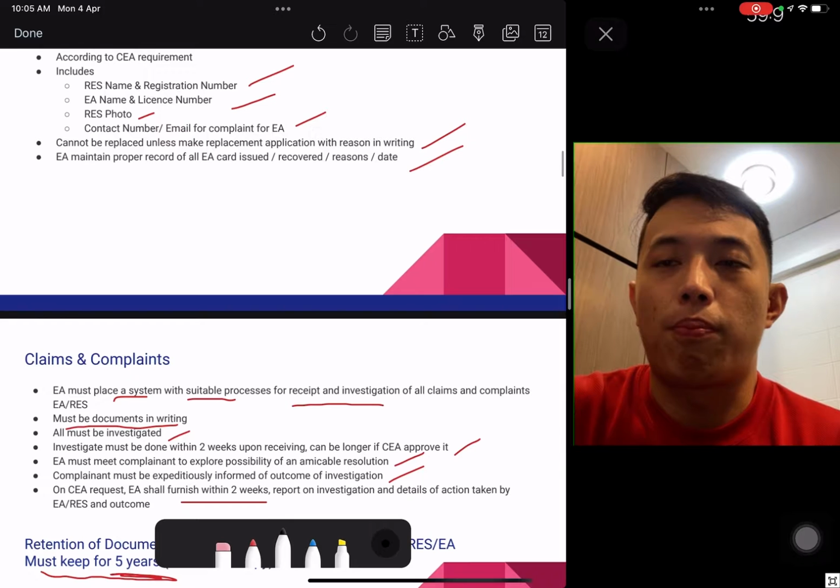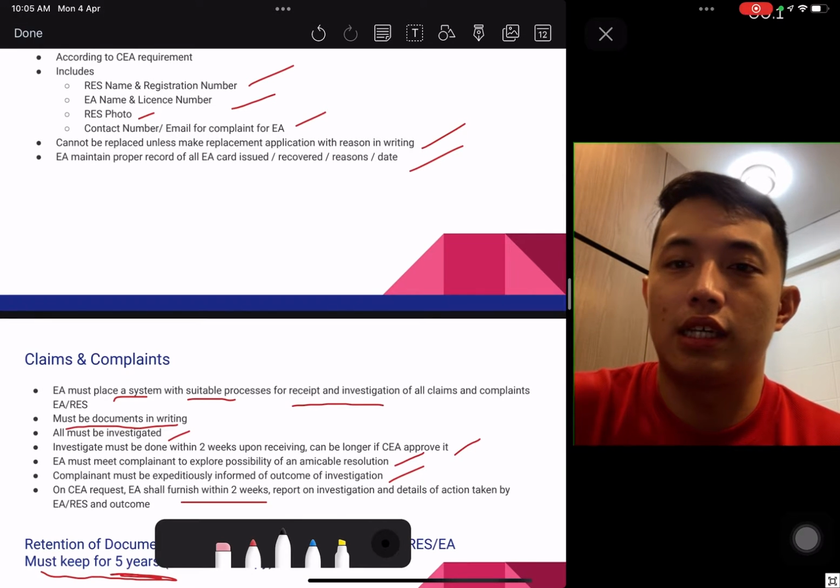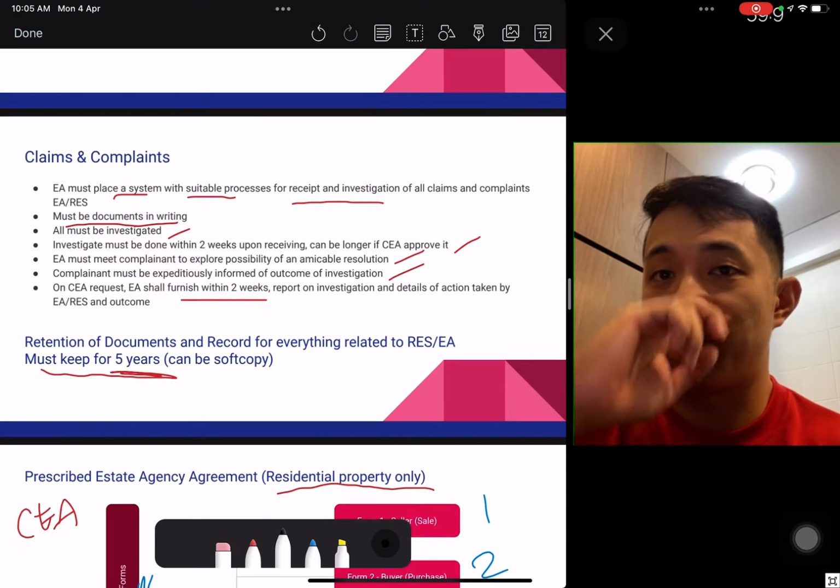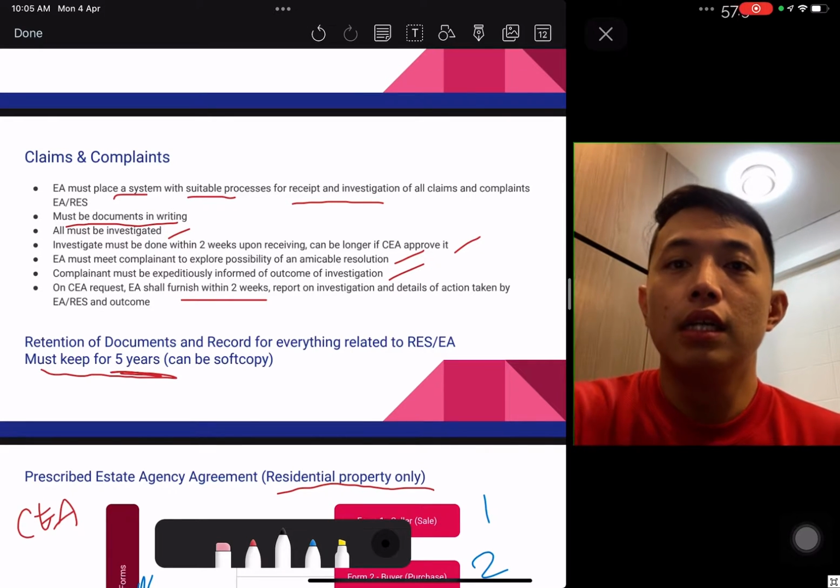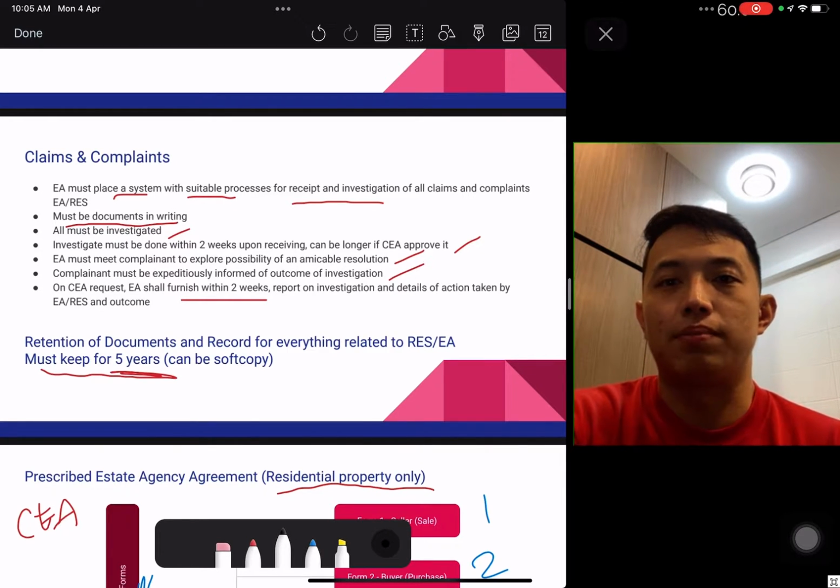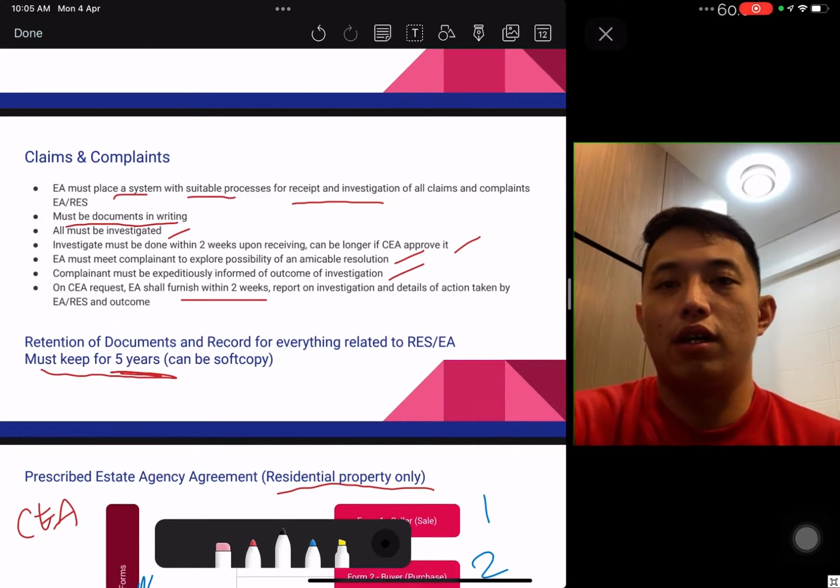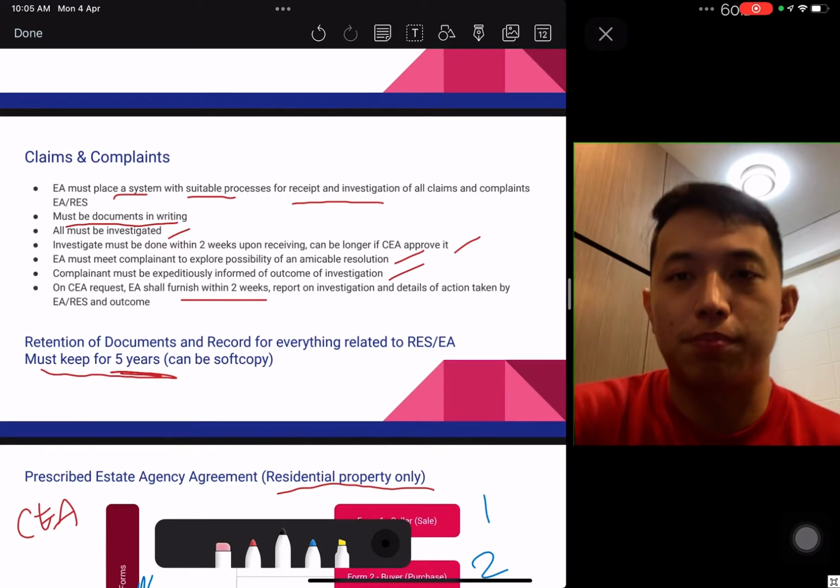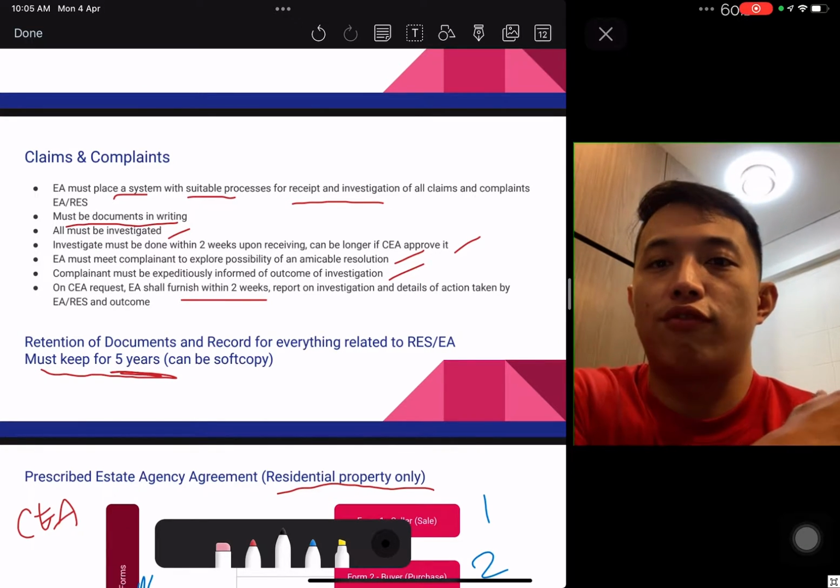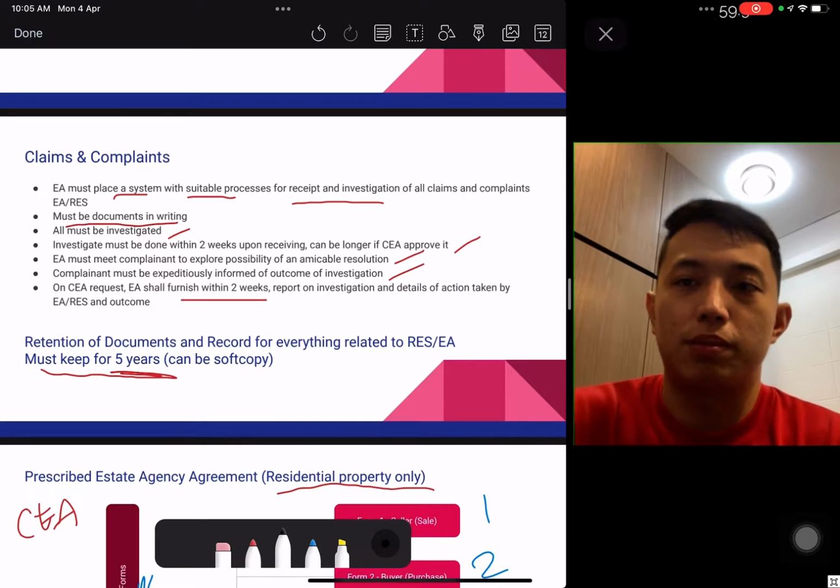The EA will have to keep all proper information of all EA cards issued, sent, lost or reported, or replaced. For all complaints and claims, the EA has to have a reasonable system to receive and investigate them. They must all be corrected, and all cases must be investigated. It must all be done in writing. Investigation must be done within 2 weeks.